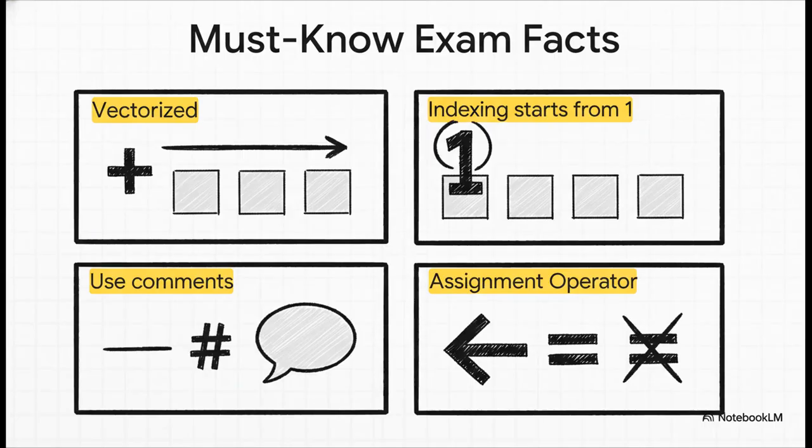Okay, here are some facts that could easily be trick questions. 1. R is vectorized. That just means you can do math on a whole vector at once without a loop. 2. This is a big one. Indexing starts at 1. The first item is at position 1, not 0 like in a lot of other languages. 3. In your practicals, use the hash symbol, #, to write comments and explain what you're doing. And 4. Always use that little arrow, <-, for assignment. It's just proper R style.